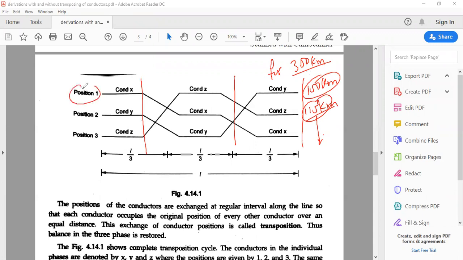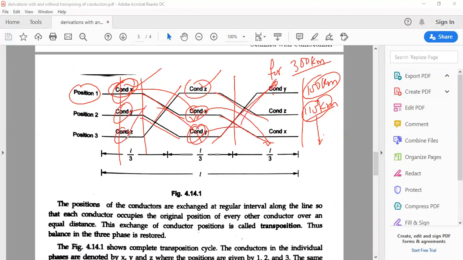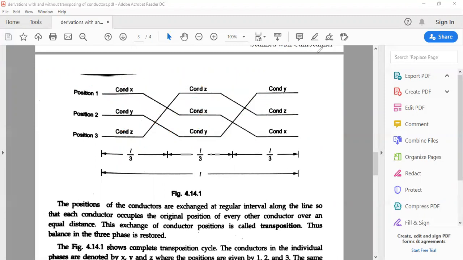If you can see there, position 1 will have X, so this is XYZ. Next, moving Z to the next position, again conductor X and conductor Y. Next, moving Y to the next position, I have conductor Z and conductor X. See here, after each 100 kilometer range, conductor X is changing position, similarly conductor Y changes position, and conductor Z moves as well. So this is one thing that is clearly present.